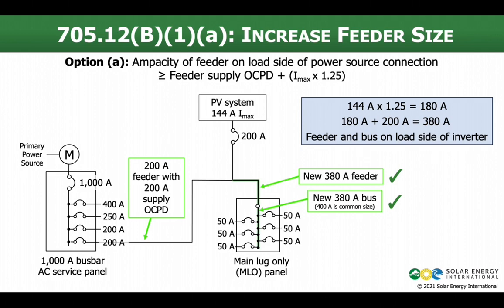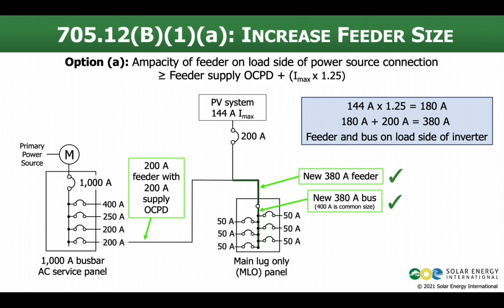So I need to increase the wire size. If it was rated for 200 amps before the PV system showed up, which was probably the case because that's the supply of the feeder breaker, well, now it needs to be bigger. It needs to be rated for 380 amps. That bus bar, there's no main breaker in that panel. That bus bar is also going to need to be protected. 380 amps is the calculated value. 400 amps is the common size that you'd probably end up using.